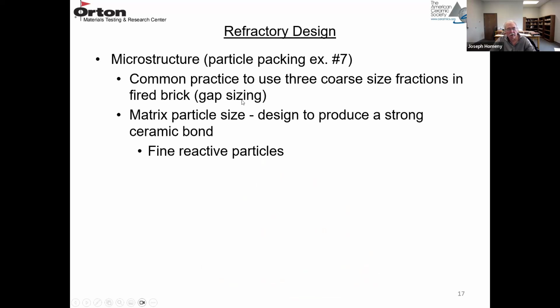So once you have the coarse aggregate gap size, then you pick a matrix particle size, which would be a very fine particle size, usually consisting of fine reactive particles. So these last very fine particles infiltrate the final pores that are present in a gap size material.